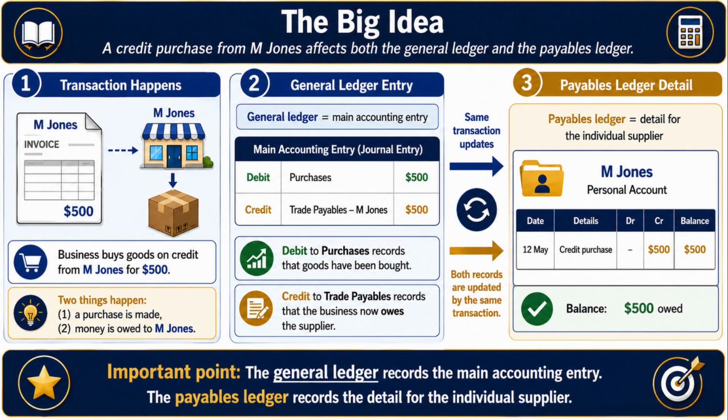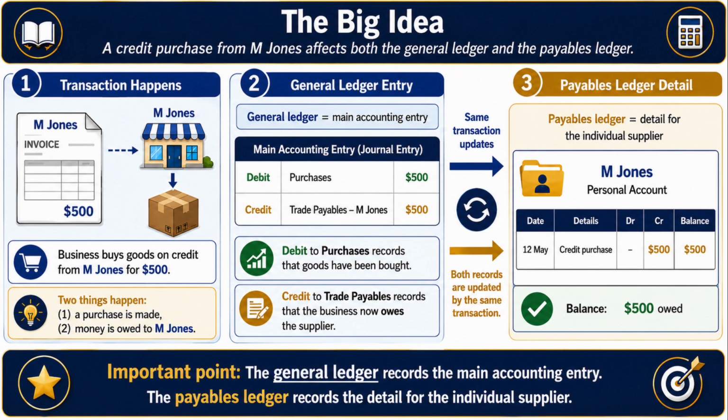The big idea. Imagine the business buys goods on credit from a supplier called M. Jones. The purchase is for $500. Because the business bought goods on credit, two things happened. First, the business has made a purchase. Second, the business now owes money to M. Jones. So the accounting record is debit purchases with $500, credit trade payables M. Jones with $500. Let us explain this slowly.